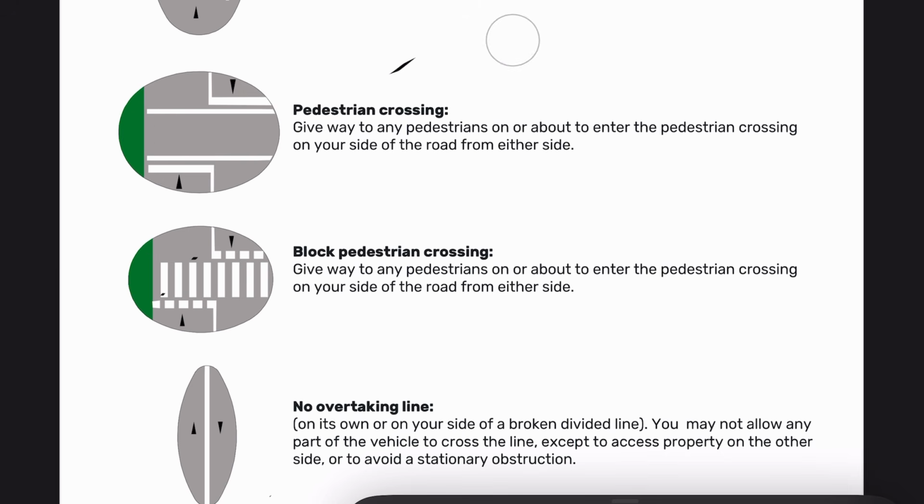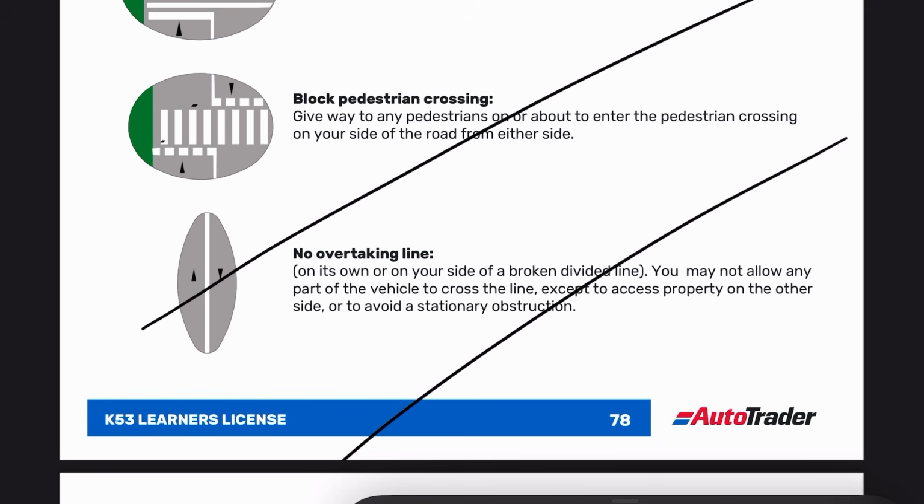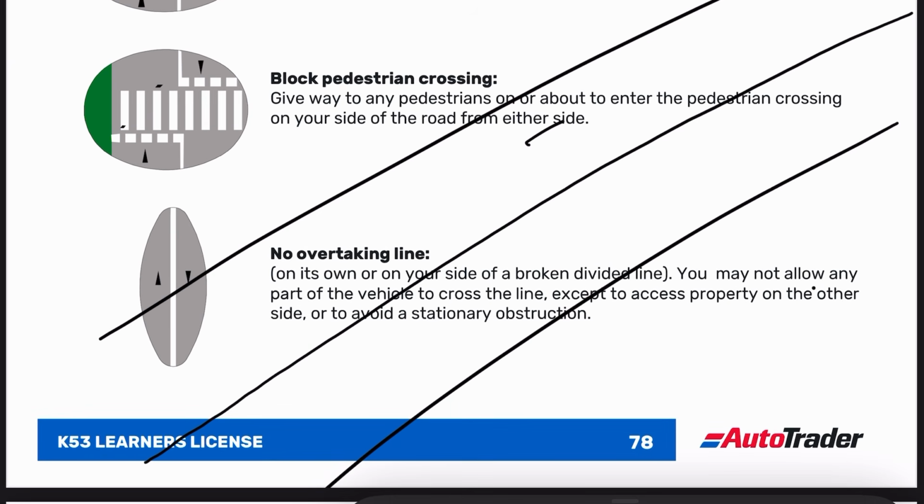Now, let's move on to the no overtaking line. This is your road. You see a straight continuous line like that. Remember, this side of the road is for vehicles going in that direction, and here is for vehicles coming back. When you have that straight continuous line, it simply means that if you are traveling in lane A and there is lane B, you cannot overtake a vehicle.